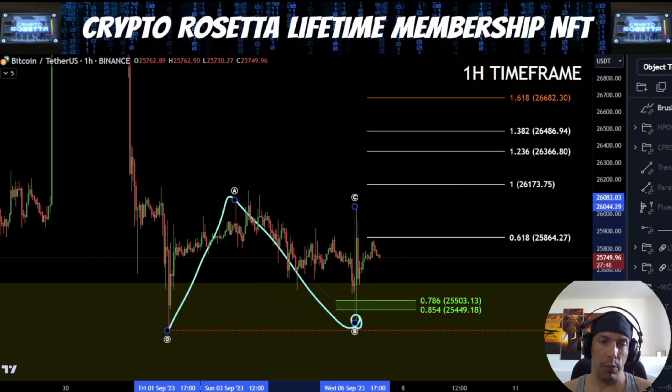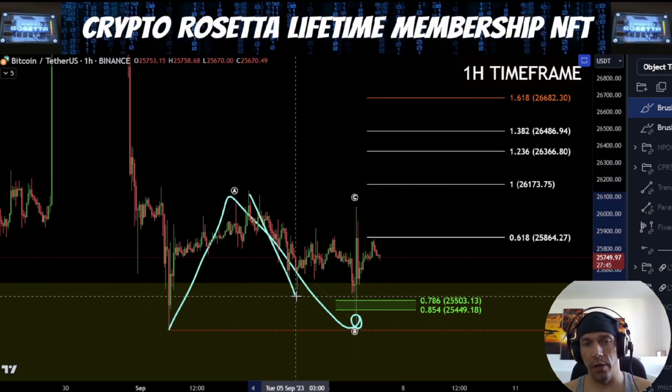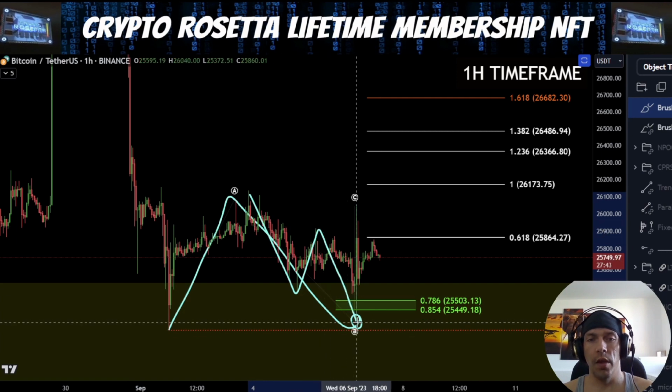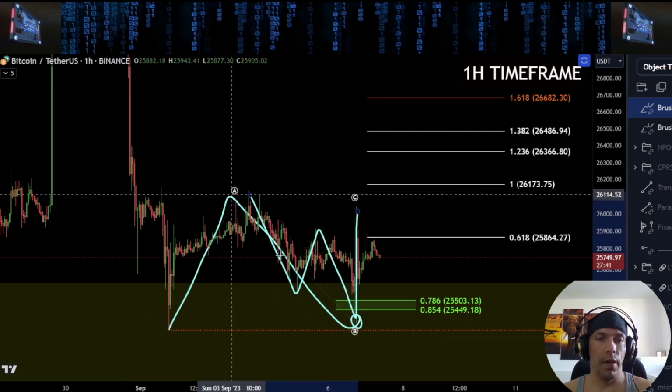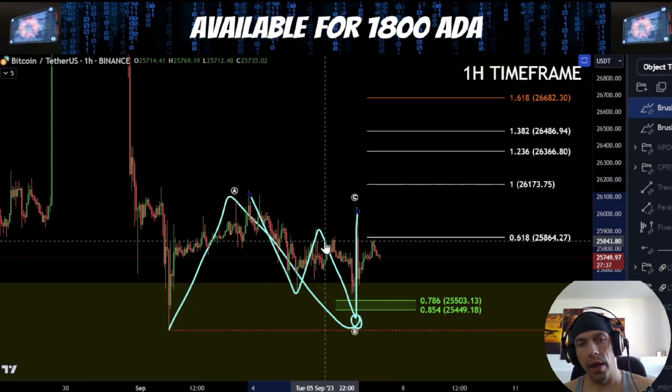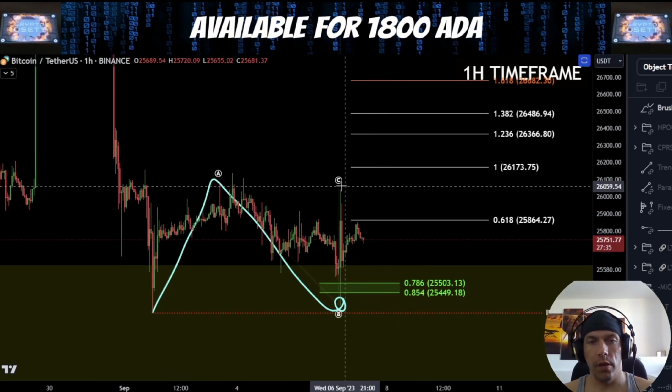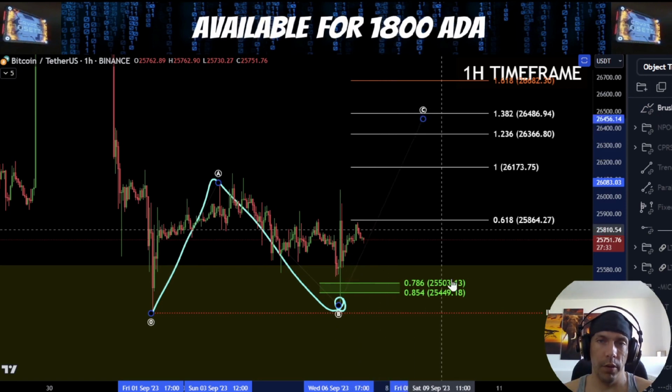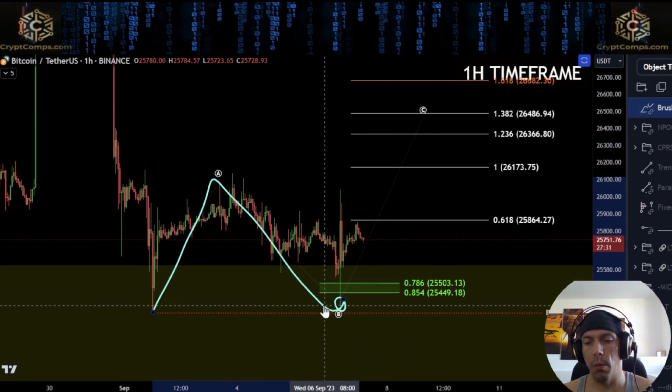We also do have that possibility, like I said in the previous idea, that this is A, this is B, this is C. So this is effectively just 1 and 2, or A and B, and then we're looking to break down. Now within this idea though, what I'm looking for is the possibility that this C wave is not complete yet.